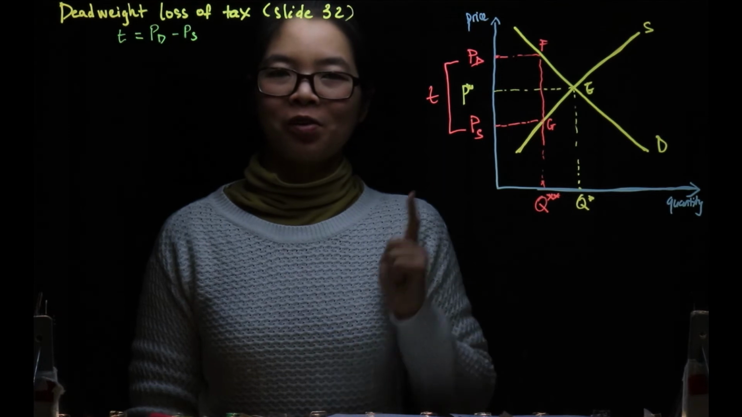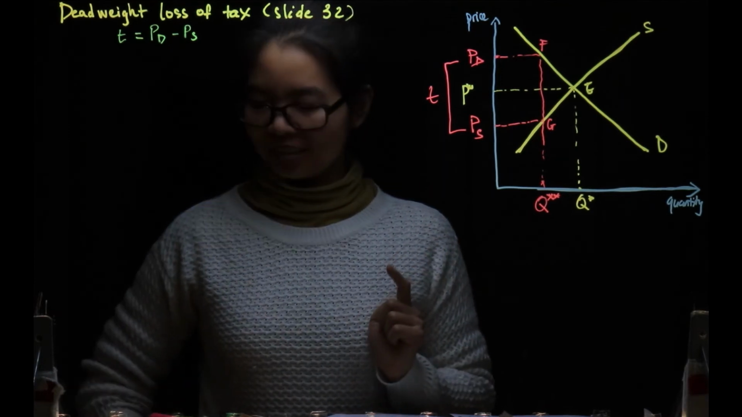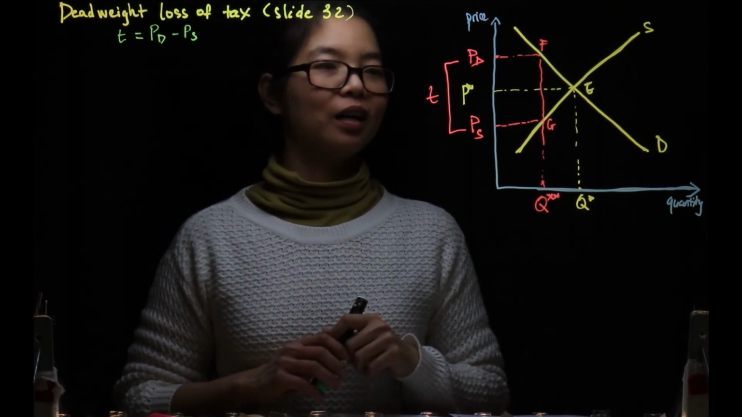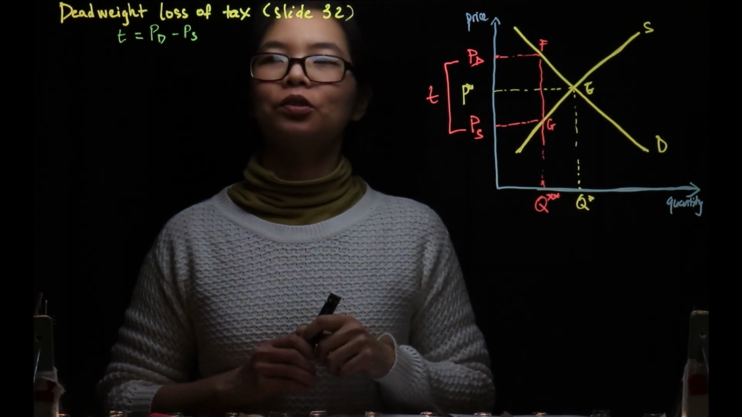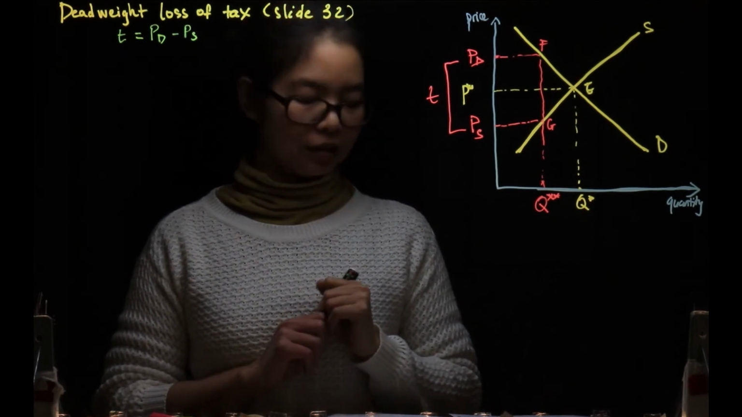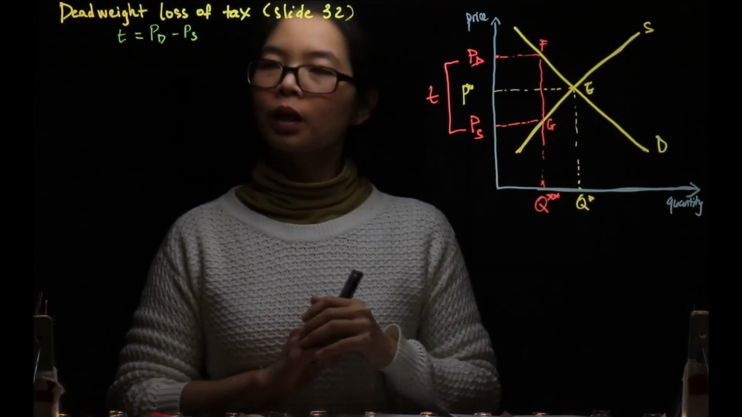Okay, last slide of macroeconomics. You're almost there now. So here I explained to you about the dead weight loss of tax on slide 32.